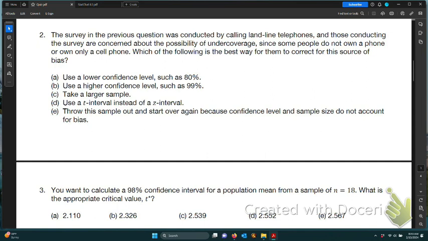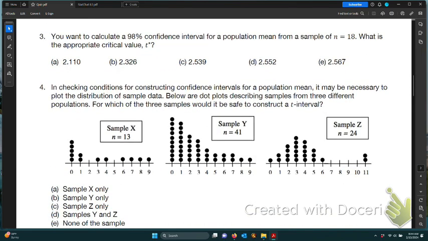There's not a thing I can do about confidence level. There's not a thing I can do about sample size. If I'm taking a bad sample, taking a bigger bad sample is not going to help me. Taking a smaller bad sample is not going to help me. That's going to be worse. The variability will be worse. So we're going to throw this sample out and start all over. Does that make sense? Perfect. Any questions? Nope. Perfect.